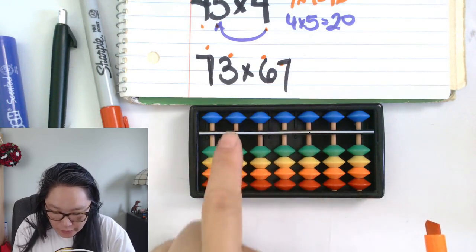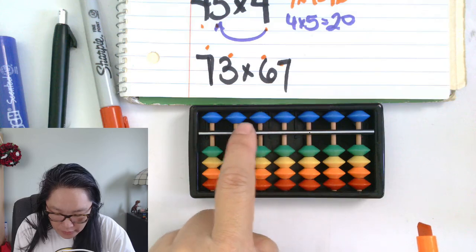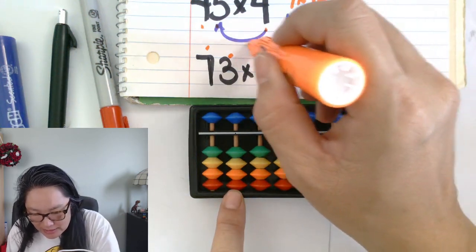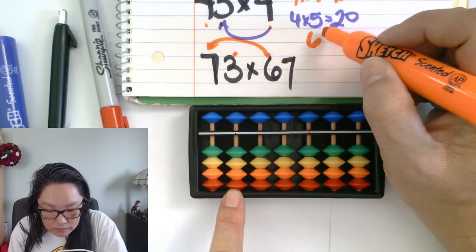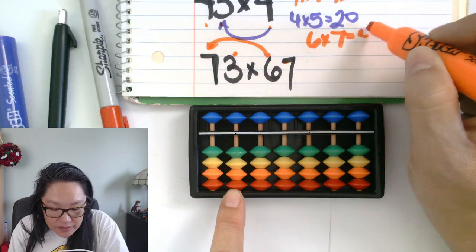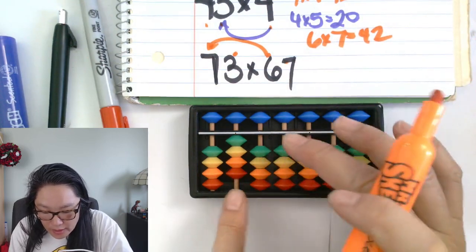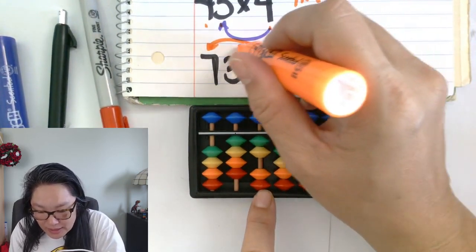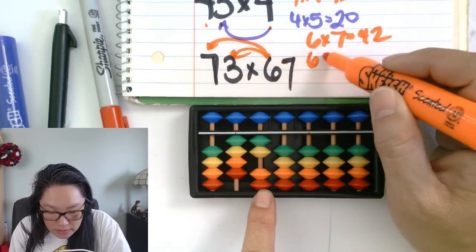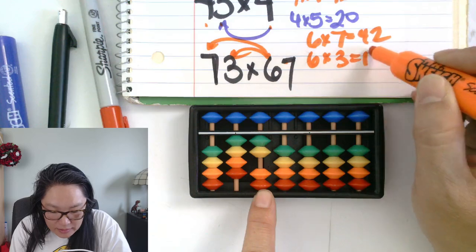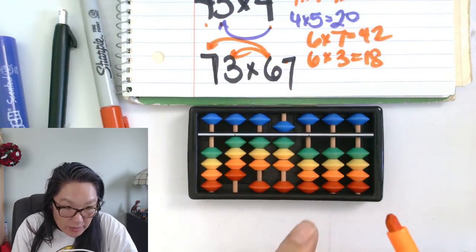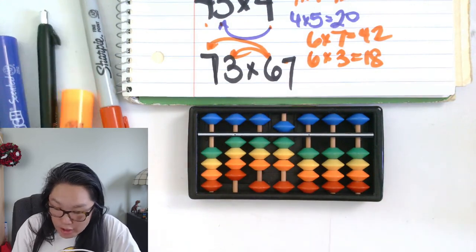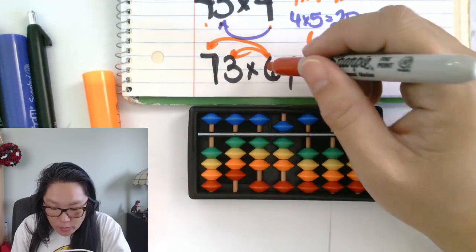1, 2, 3, 4. 1, 2, 3, 4. We do 6 times 7. 6 times 7 is 42. I add 40, I add 2. 6 times 3 is 18. Add 1, add 8. Okay, I'm done with that. I am done. I am out of here. No, you're not. You've got one more to do.